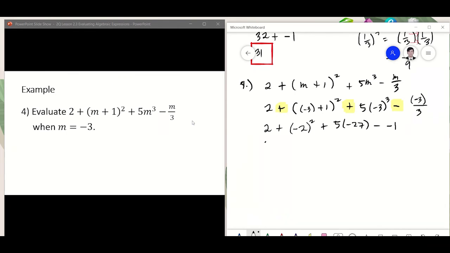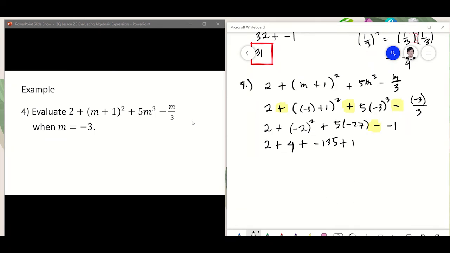So next, this is a constant term. The square of negative 2, meaning negative 2 times negative 2, is a positive 4. Next would be 5 times negative 27. They have different signs, so negative. 27 times 5: 5 times 7 is 35, 5 times 2 is 10, plus 3 is 13. So this is negative 135. This is a minus, so we're changing that to addition, but the negative 1 becomes a positive 1.